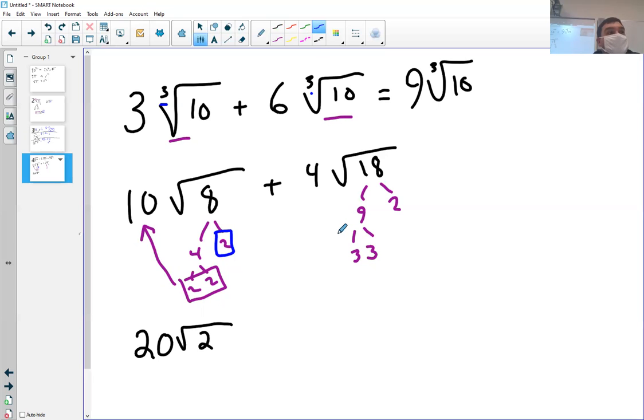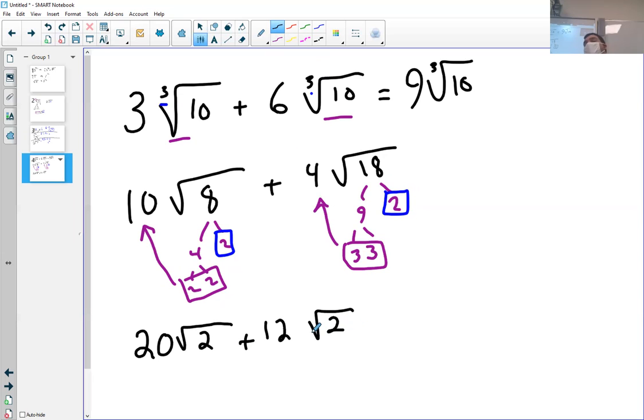On the right side, it's going to be the same thing. I have a pair of 3s this time, so that gets to escape, and I have a leftover 2. So the 3 times 2, 12 on the outside, square root 2. So sometimes we need to simplify the root before we can add. In this case, we simplify the roots. Hey, wait a second. Lo and behold, they became the same. 12 plus 20, 32 root 2.